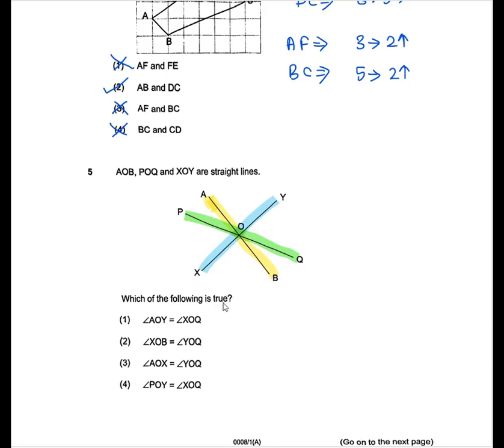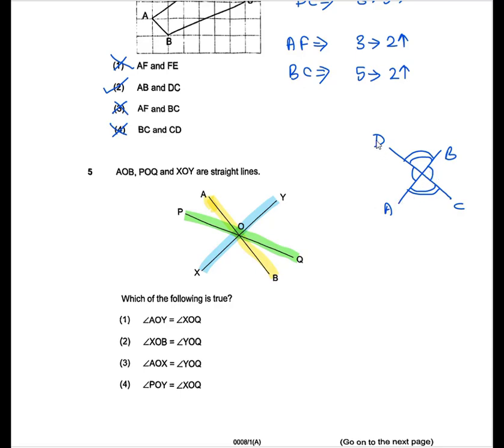Which of the following is true? And most likely there is no other information given. So we are talking about when 2 lines cross each other. Remember, if this is AB and CD, for example, and these 2 lines cross each other, these 2 are vertically opposite angles. Similarly, these 2 are also vertically opposite angles and they are equal.